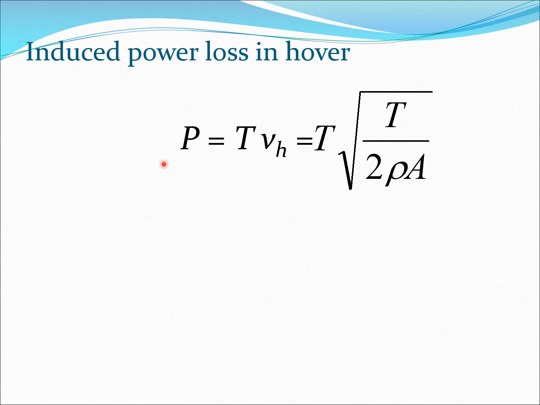So how do we do that? It's actually very simple. Remember that power equals thrust into the velocity. So we get T into root of T by 2 rho A, which is the expression we just derived for the induced velocity. Now typically people express this in non-dimensional form, which we are going to do, and the non-dimensional form comes out to be much more compact.